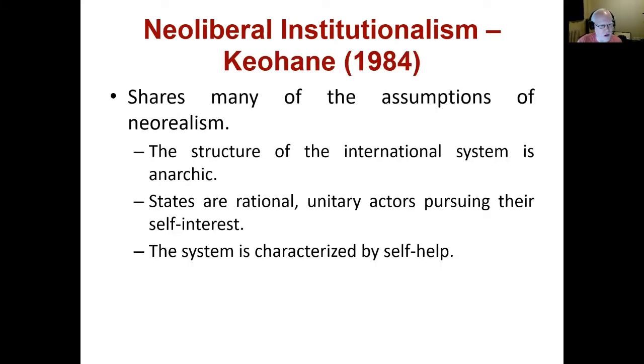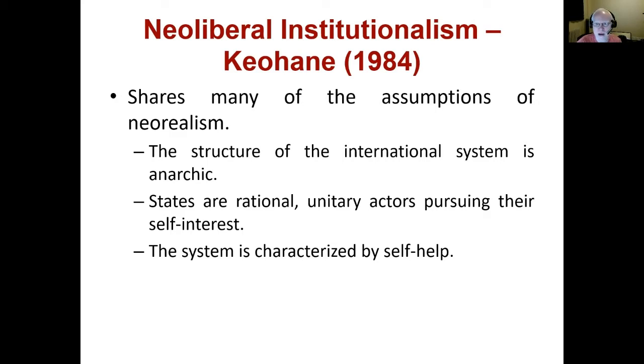So neoliberal institutionalism is a theory based on the premise that interdependence is a fact in many situations in international politics. Neoliberal institutionalism was a theory created in the late 1970s, but probably best represented or most commonly associated with a book by Robert Keohane in 1984. It was designed to address this. It shares many of the same assumptions as neorealism.